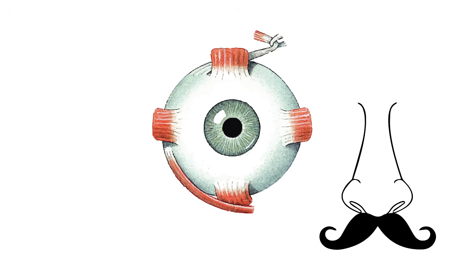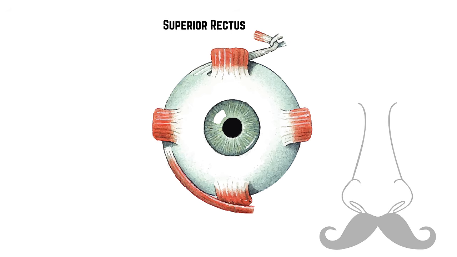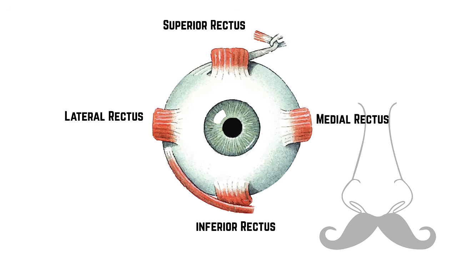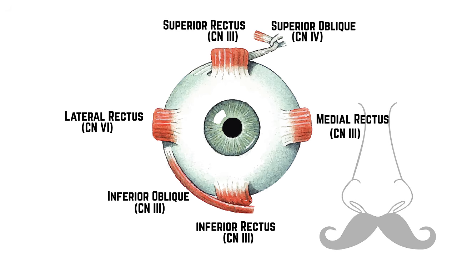There are 6 extraocular muscles of the eye. They are superior rectus, inferior rectus, lateral rectus, medial rectus, superior oblique, and inferior oblique. And here are the cranial nerves that innervate each of these muscles.